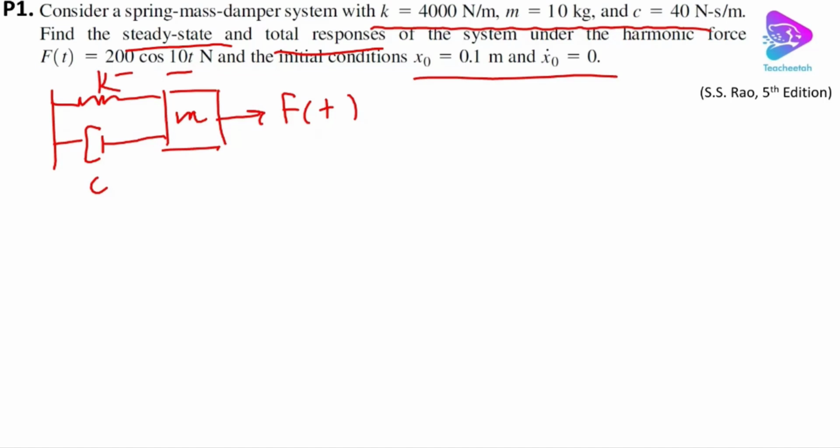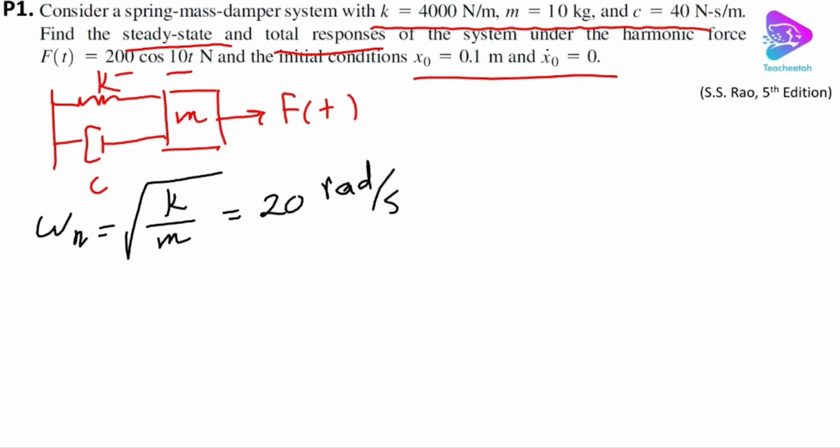So let's find the natural frequency of the system first, omega n, which is equal to the square root of K over M. We know K and we know M, so it gives us 20 radian per second, and we always use radian per second in the calculations. The other important component that we discussed is the static deflection, which is equal to F naught over K, which is 0.05 meter, or 5 centimeters.